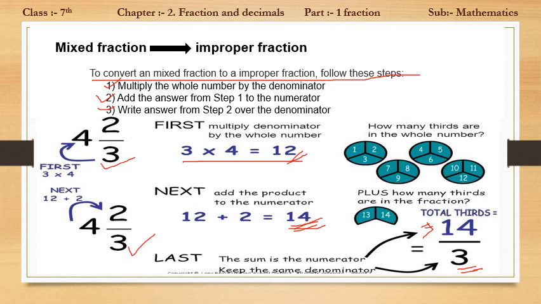First step is to multiply the denominator by the whole number. Then second step is to add the numerator to that product. When we get the answer, we keep it in the numerator place and keep the denominator as it was in the mixed fraction. So we get a new fraction, and that new fraction is an improper fraction.